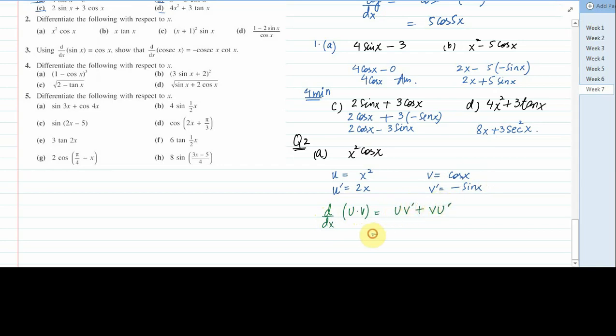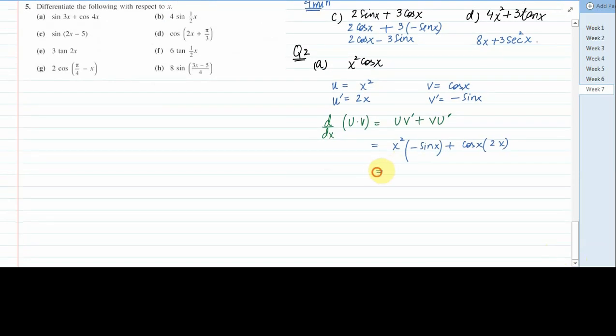I am going to place the values here. So u is what? u is x square. Derivative of v is minus sin x, plus v is what? v is cos x. Derivative of u is 2x. Alright, so now it will be minus x square sin x plus 2x cos x. So that is your answer for u into v of x square into cos x.